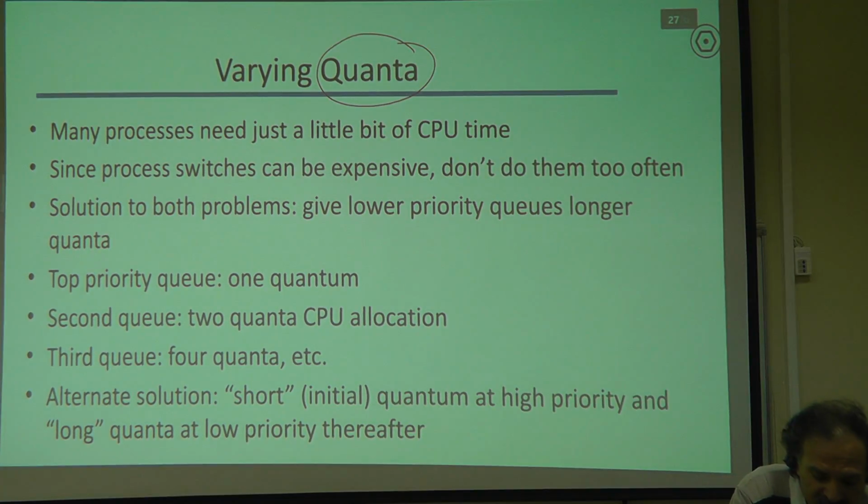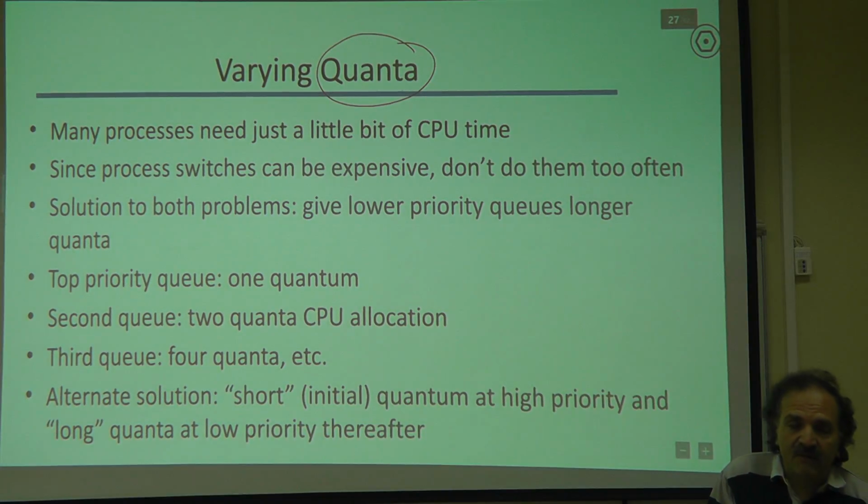Many processes need just a little bit of CPU time, but a little bit of CPU time means that you are going to switch between the processes a lot, and switching between the processes is not cheap. It is expensive. But what was the problem with the larger quantum times, longer quantum times?